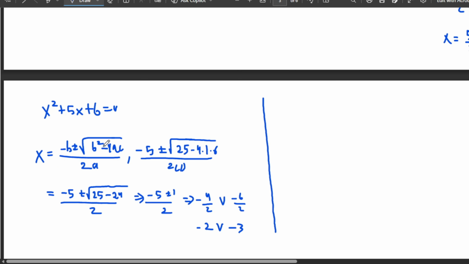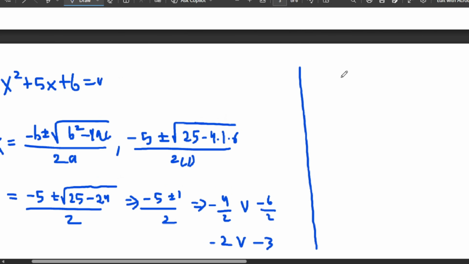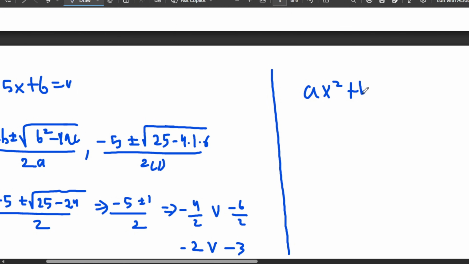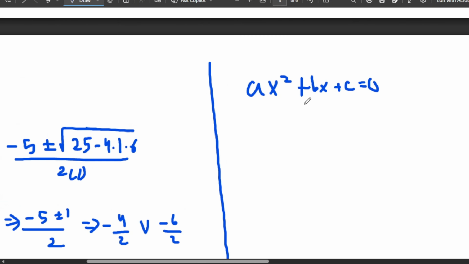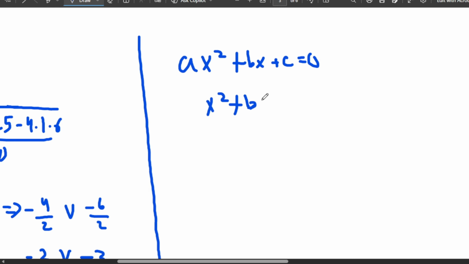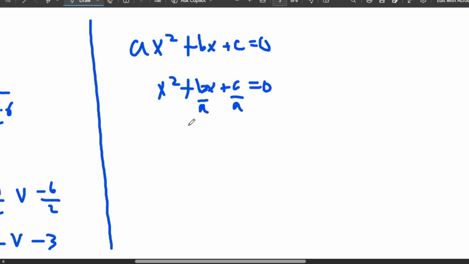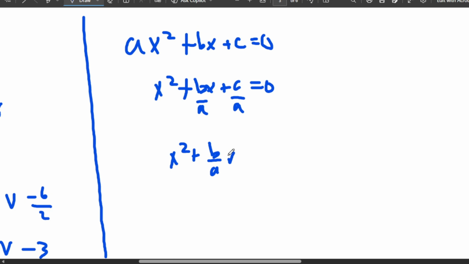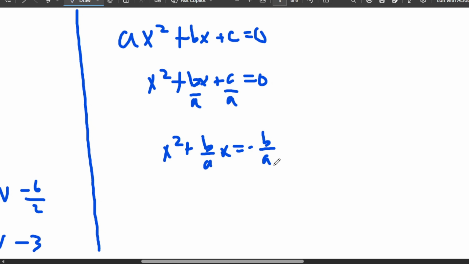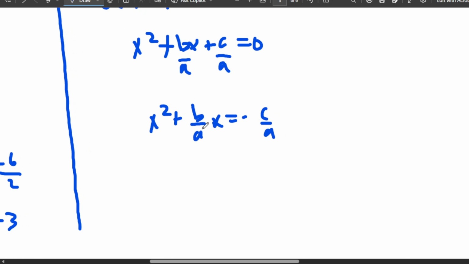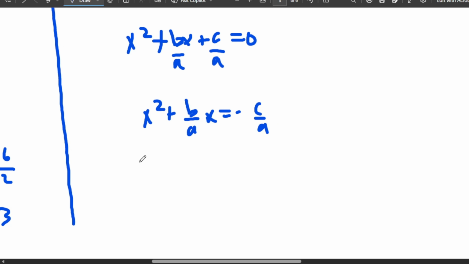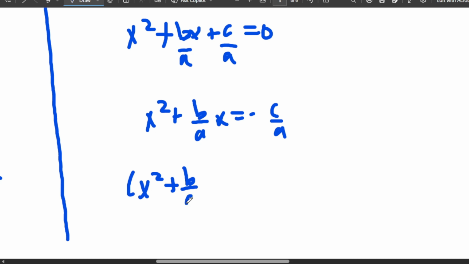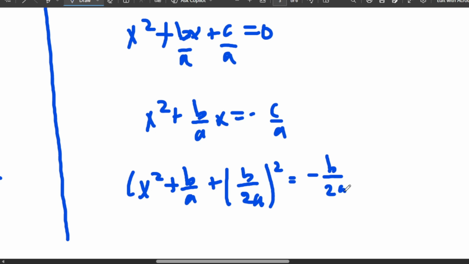But how can we get the quadratic formula? Assume we had the form ax squared plus bx plus c equals 0. If we divide both sides by a, it will become b over a and c over a, right? And moving the constant term to the other side, negative c over a. To factor this, we will use the perfect square method. So x squared plus (b over a)x plus (b over 2a) squared, and minus (b over 2a) squared, and then minus c. We add and subtract c over a.